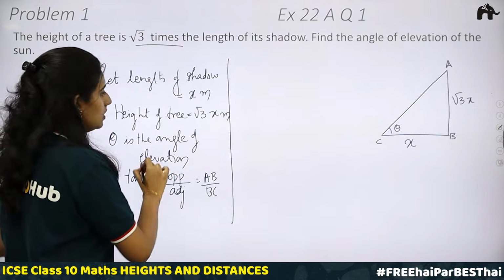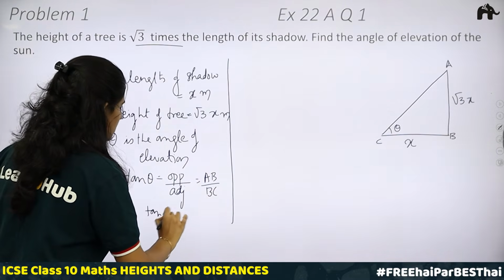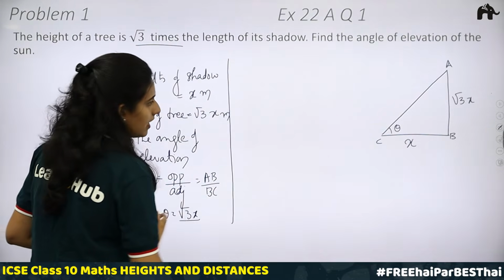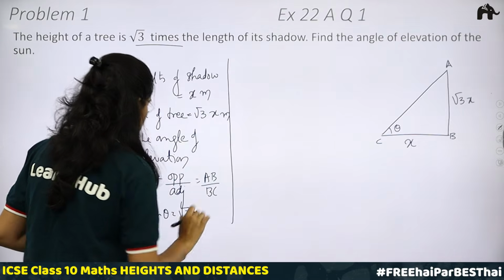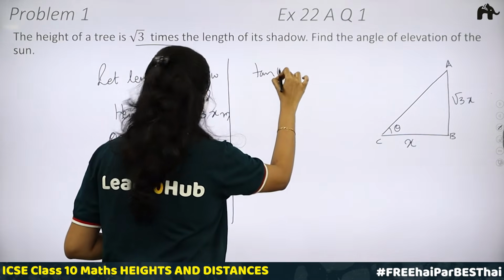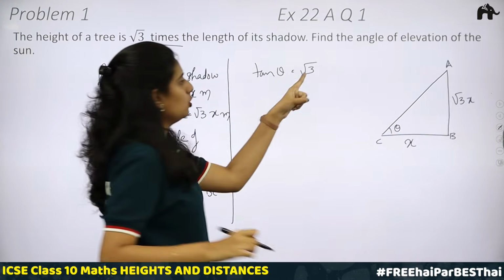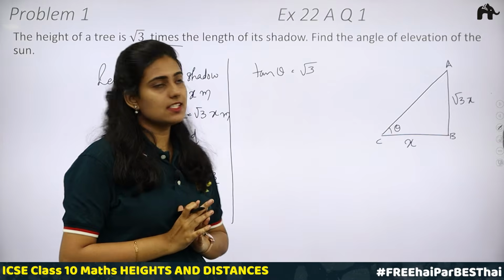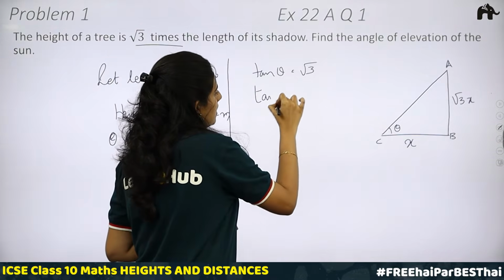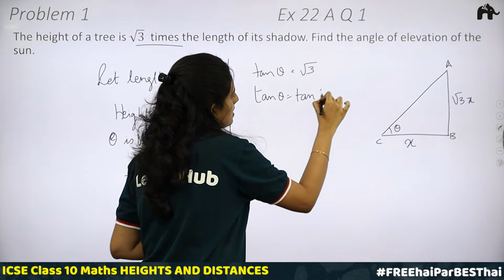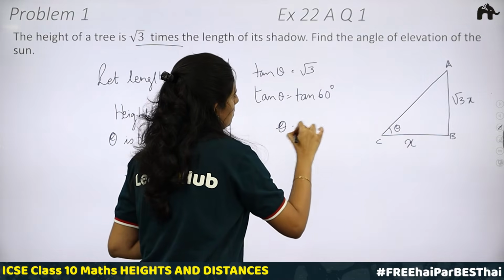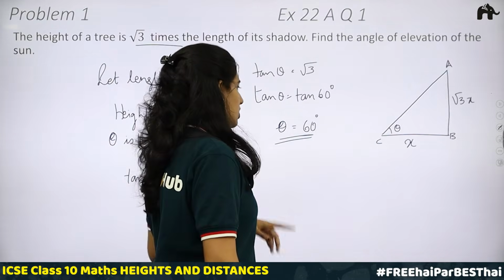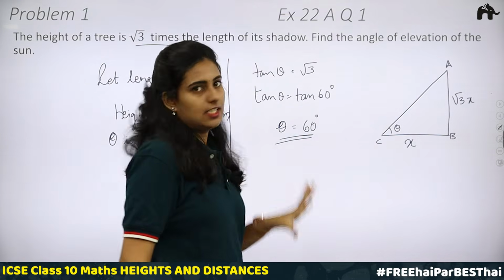Put the value: tan theta is equal to AB, root 3x, divided by BC, x. Cancelling x and x, we get tan theta is equal to root 3. Where do we get root 3? At what angle of tangent we get root 3? It is at tan 60 degree. So tan theta is equal to tan 60 degree and then theta will be equal to 60 degree. The required angle of elevation of the sun is equal to 60 degree.